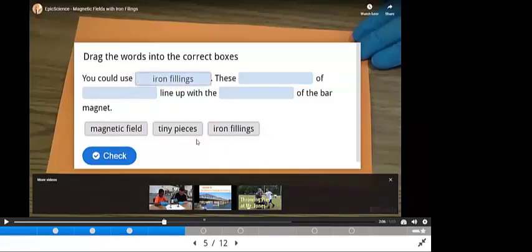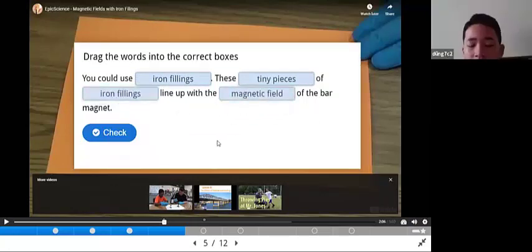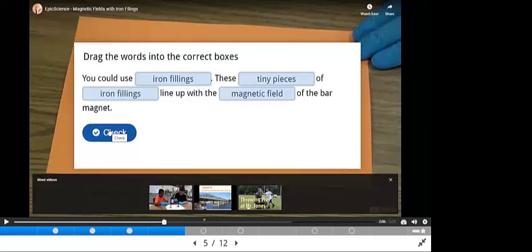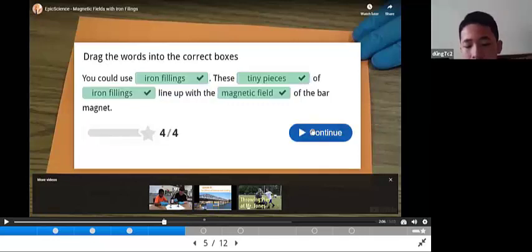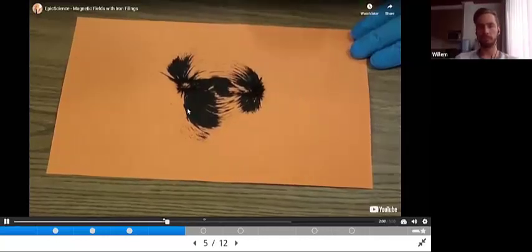Tiny pieces of iron line up with the magnetic field of the bar magnet. Well done. And you can see a lot of it is attracted onto the magnet there, sticking to it.